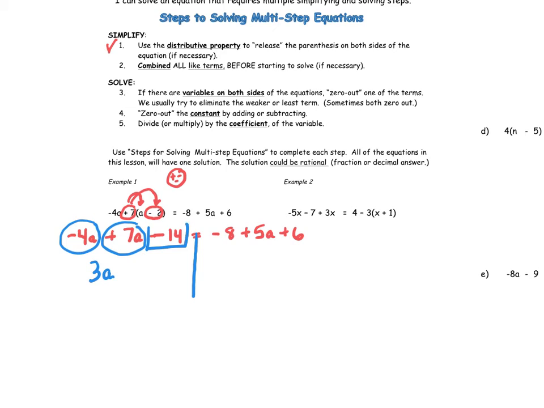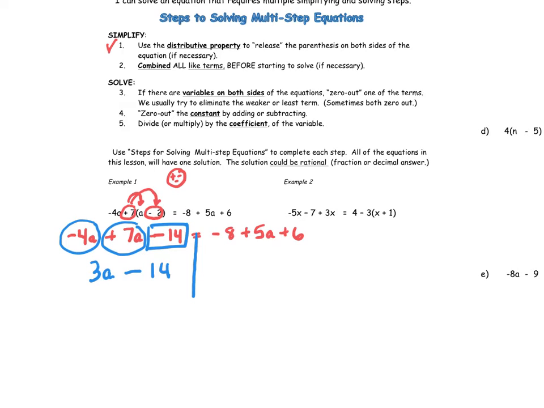This term is separate because it's a constant. It doesn't have an a, and there's nothing on this side to combine. I cannot combine it with negative 8. I cannot combine it with positive 6 because they're on the other side of the equation. So I'm going to just drop it down as minus 14. Now I can go to the other side.